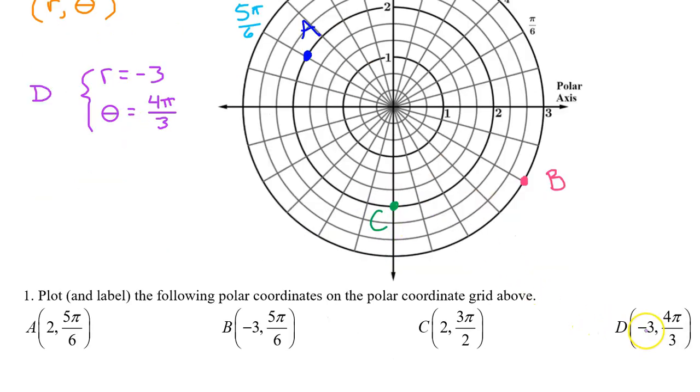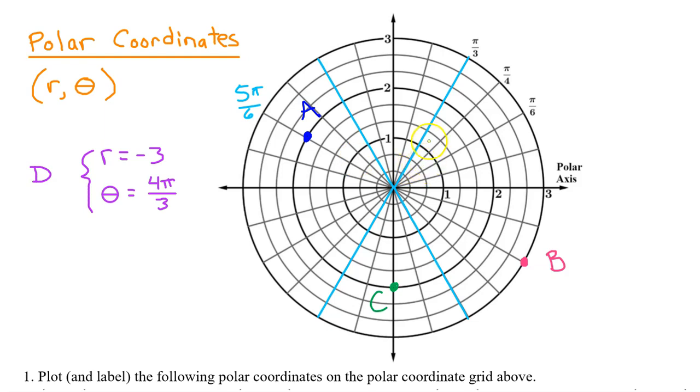Point D has an r value of -3 and theta equal to 4 pi over 3. I've highlighted all the angles with a reference angle of pi over 3. We can think of pi as 3 pi over 3. So 4 pi over 3 will be right here in the 3rd quadrant.